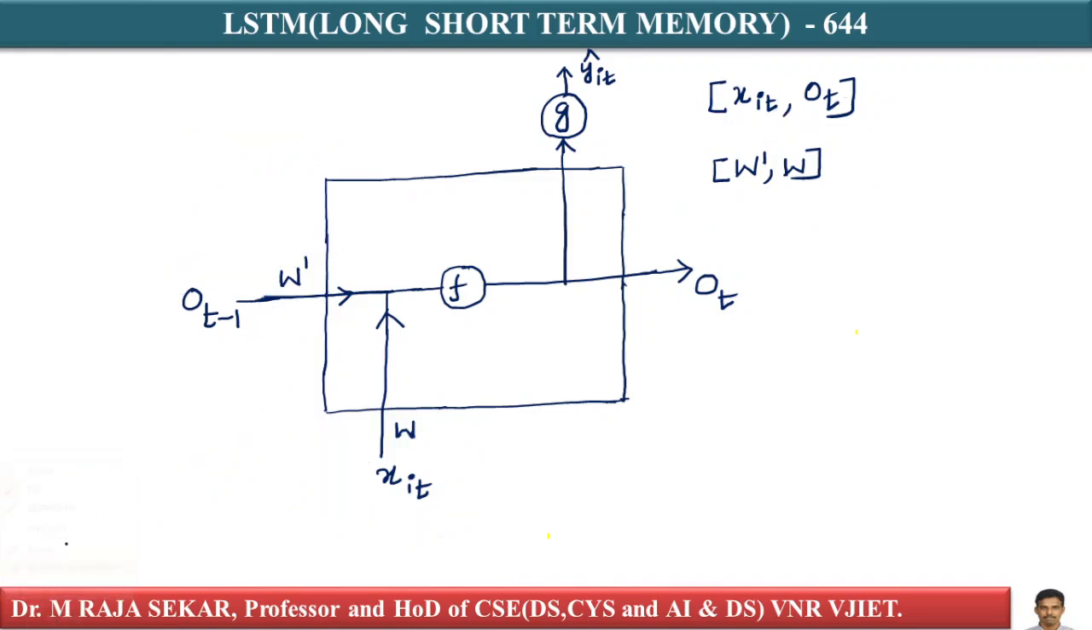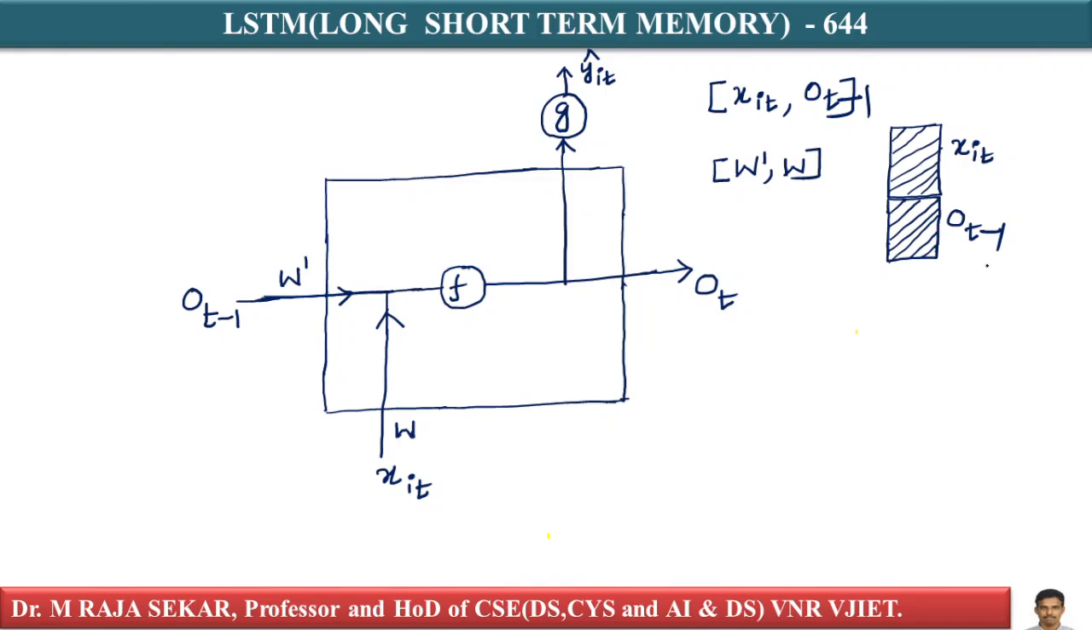Which two vectors can I concatenate? Xit and OT. If you speak strictly, it's not OT, it is OT minus 1. Here I am concatenating xit. This xit is one vector, OT minus 1 is another vector. This is called concatenation, just adding one after the other, not a numerical sum. This is called the concatenation operation.